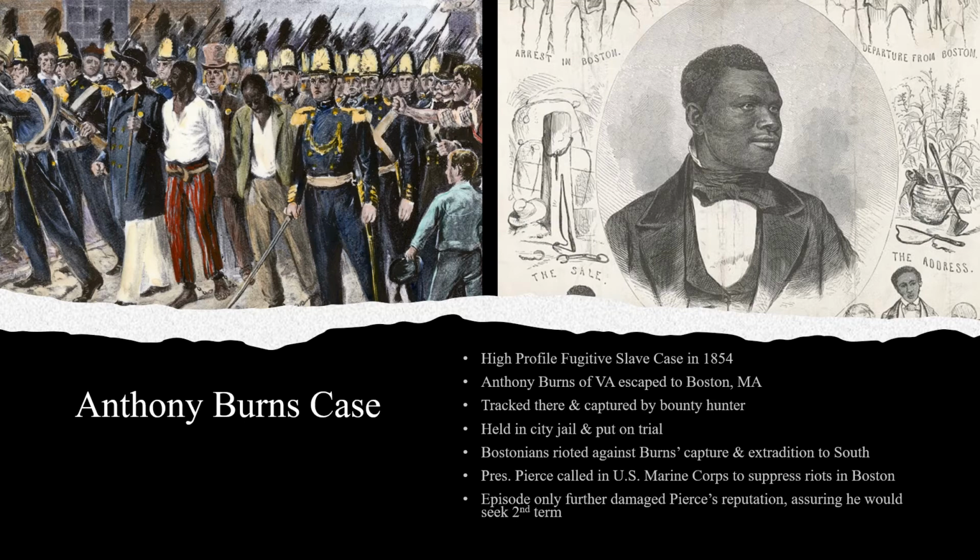President Pierce, for his part, supported Burns' return to slavery, and even sent the U.S. Marines into Boston to restore order in the wake of the riot. Because he was a Northerner who supported slavery, Pierce was called a doughface for being weak and malleable and acting against his region's interests.